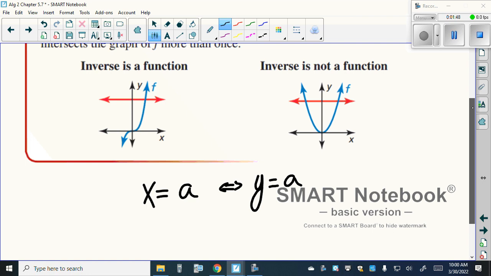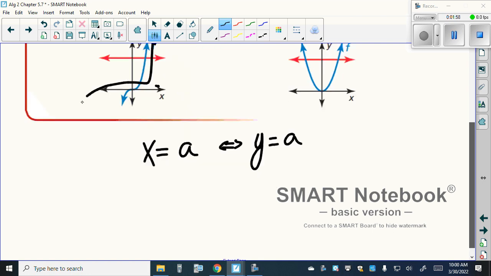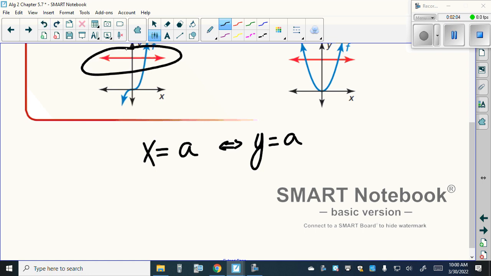So if the beginning function doesn't pass the horizontal line test, sorry, horizontal line, if we can't draw a horizontal line like this here where it only crosses once, then it doesn't have an inverse. It will not have an inverse in the current form that it's in.